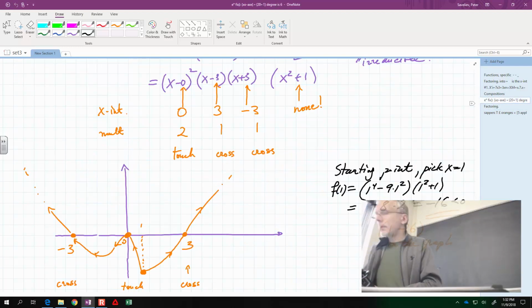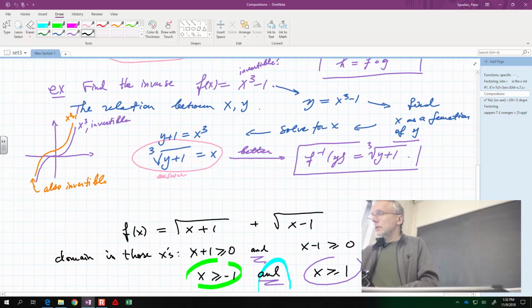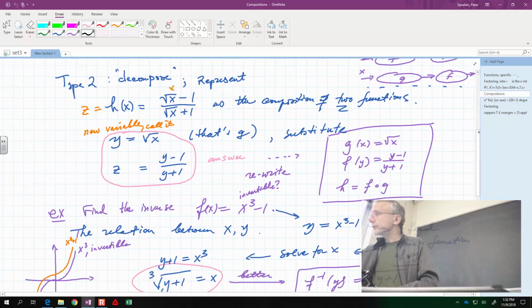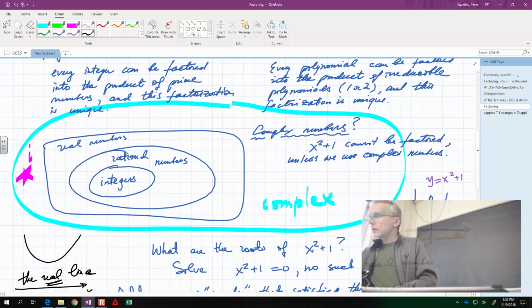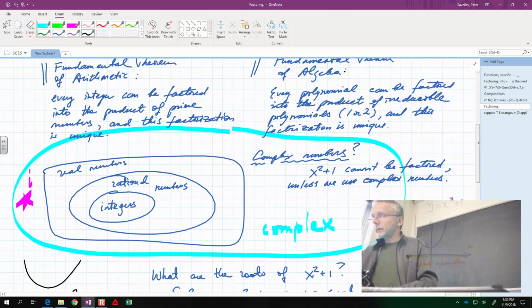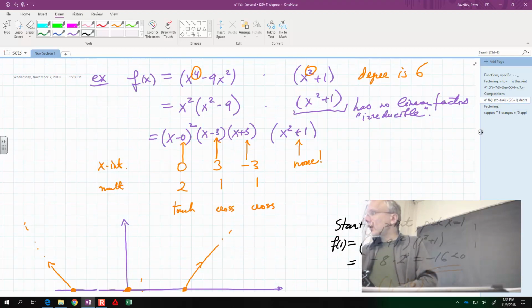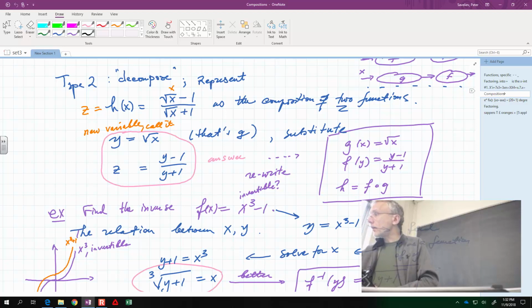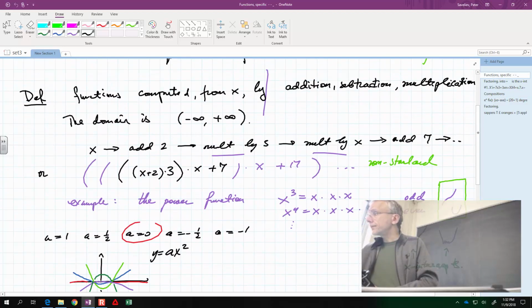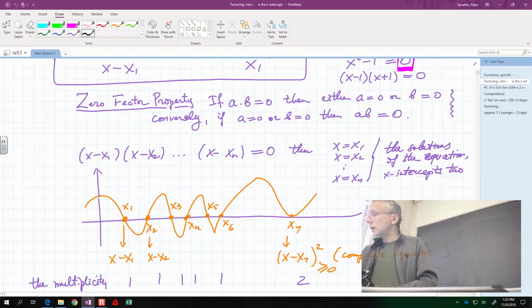The previously mentioned, where is it? It is not here. The zero product principle. Where is it? So when you multiply two numbers, and they are equal to 0, then either one or both of them are zeros. It was mentioned here somewhere. I just can't find it. Okay, zero factor property. This is the one.